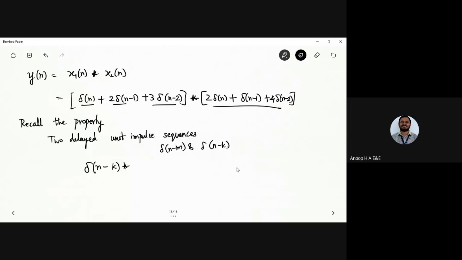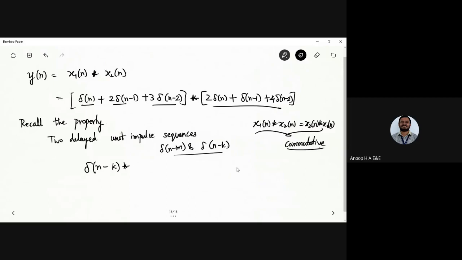Sorry for the delay. So delta of n minus k. Okay, so you have two signals. I told you that it is commutative in nature: x1 of n convoluted with x2 of n would be equal to x2 of n convoluted with x1 of n. So I can say that it is commutative in nature also.